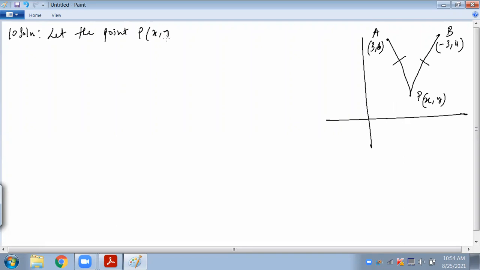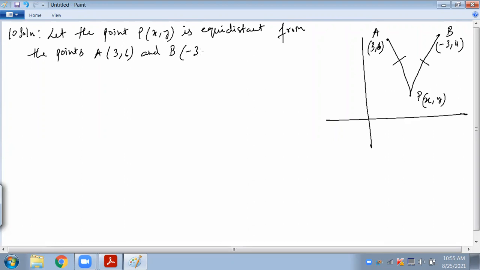P (x, y) is equidistant. It is given in the question that (x, y) is equidistant, so we have taken (x, y) as P. So we'll write: let the point P(x, y) be equidistant from the points A(3, 6) and B(-3, 4).